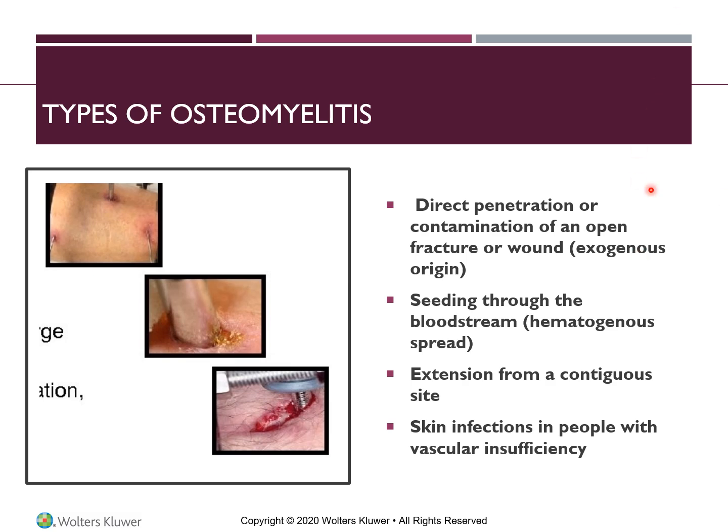Okay, so that's direct penetration, but hematogenous spread is the other type. And this is when we get infection to the bone from direct seeding through the bloodstream.